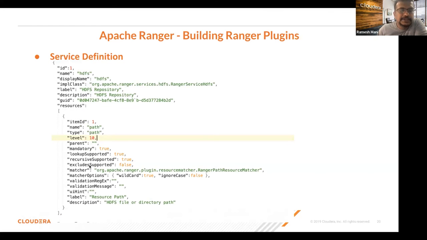If you see, this is where you will know that this service has a resource. In the HDFS case, it's just a path. That is item number one, only one item is there, and the level is 10. There is no parent there, there is no hierarchy there. Hive has a hierarchy: database, tables and columns. So the service definition becomes complex.